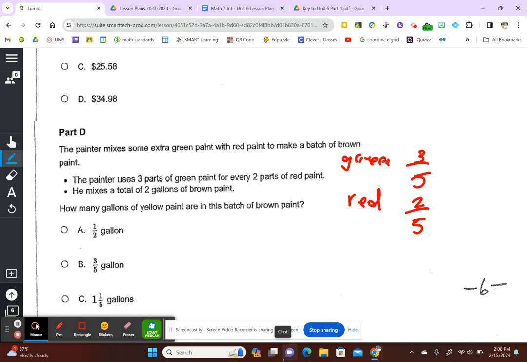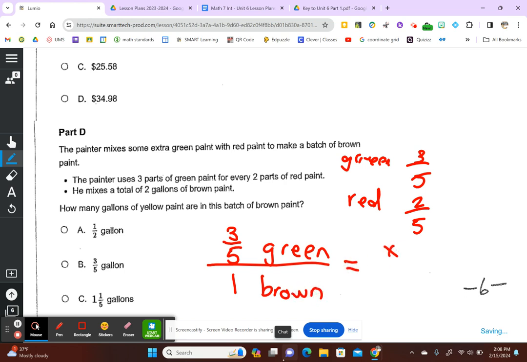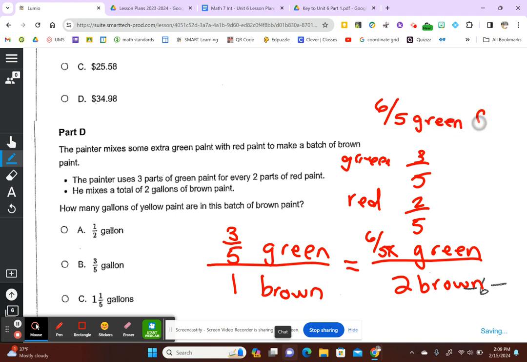Okay. So first, I'm going to say 3/5 green to every 1 brown equals X green to 2 brown. And that's going to be 6/5. So I need 6/5 green for 2 brown.